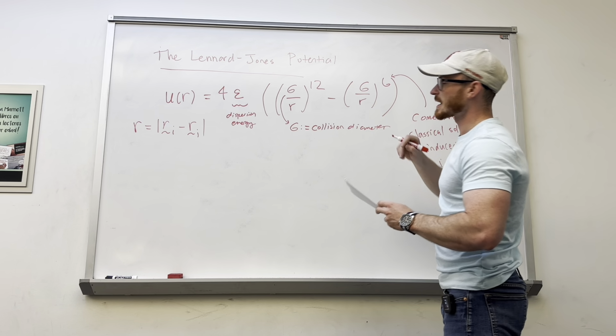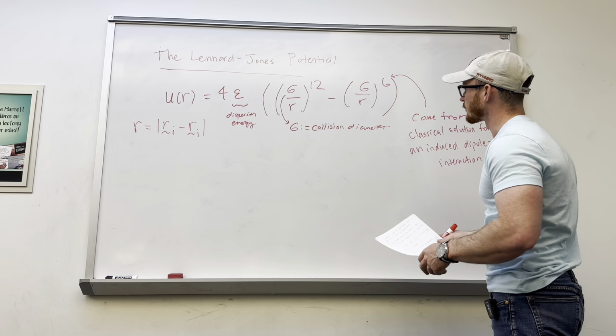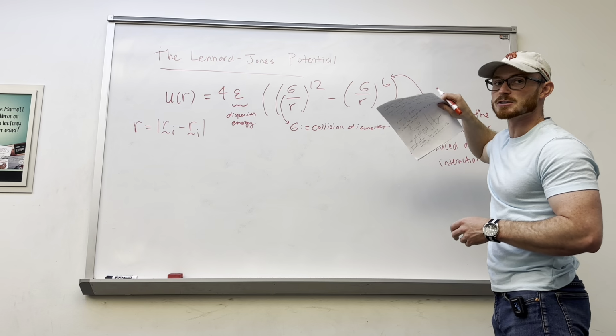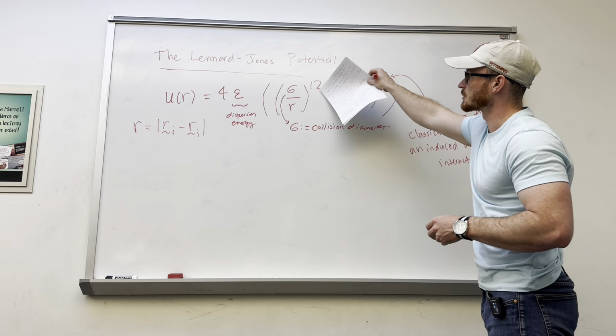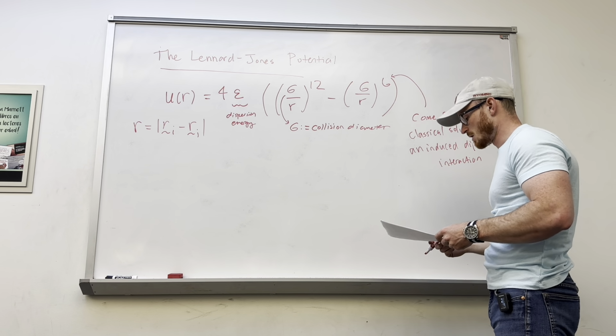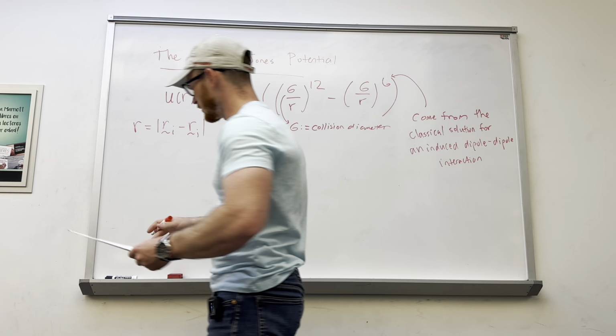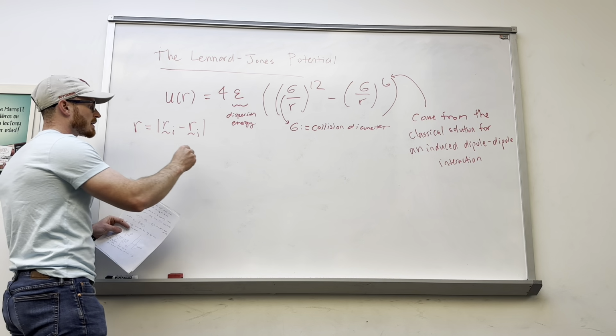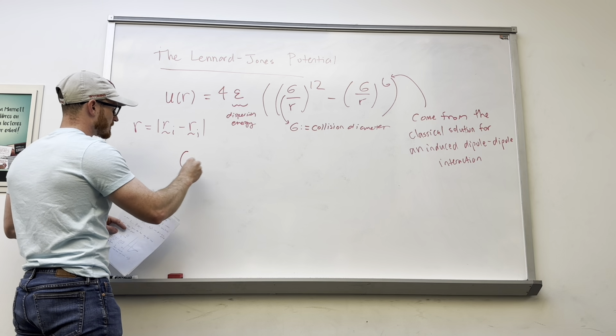And this 12 is actually just going to be chosen for mathematical convenience because it's the square of the power 6 term. So once we've calculated this guy, we can just square it to get the other term. Now, what does this function look like? And what does it mean? Well, first let's think about these two atoms, I and J.